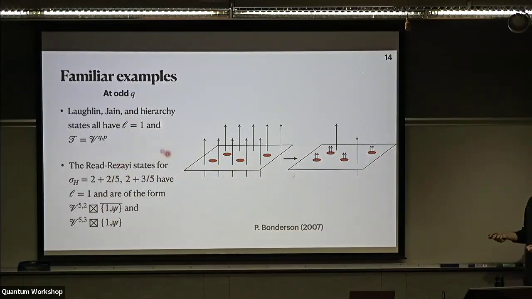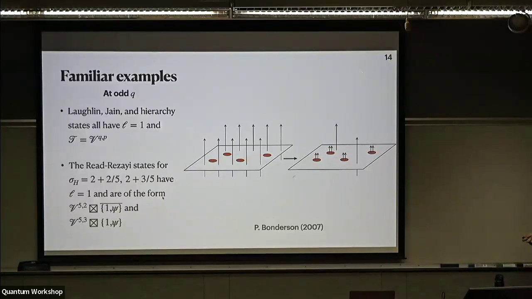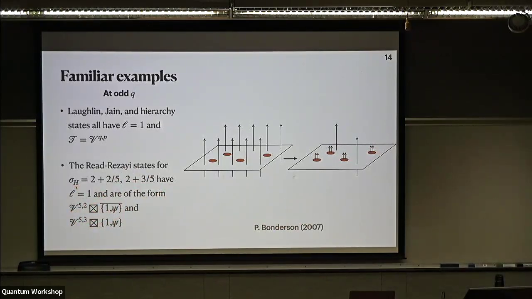There are 2 more exotic examples, which are the Read-Rezayi states at 2 + 2/5 and 2 + 3/5. It turns out, this was mentioned in Parsa Bonderson's thesis, that you can understand these as being the stacking of a Fibonacci theory or its time reversal with these bosons. So we have an uncharged sector stacking on top of what's generated by the bosons.